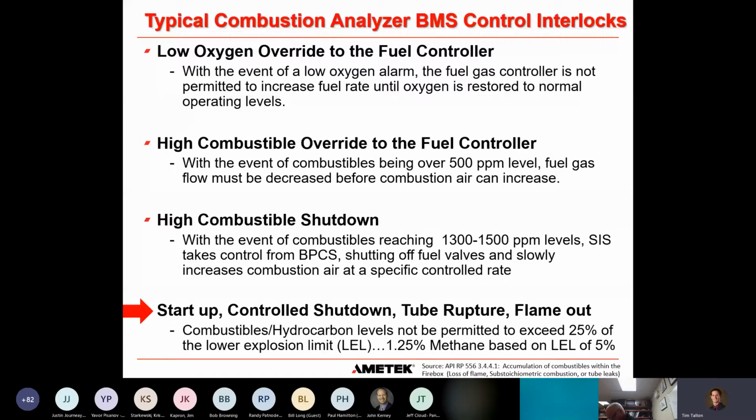So in that particular case, the hydrocarbon detector was the detector that helped provide the early detection for normal operation, in addition for a startup condition.